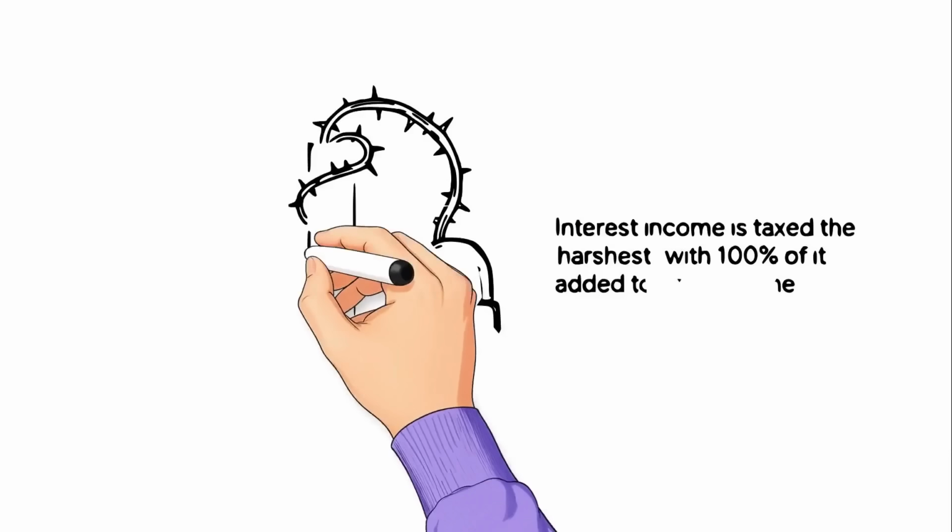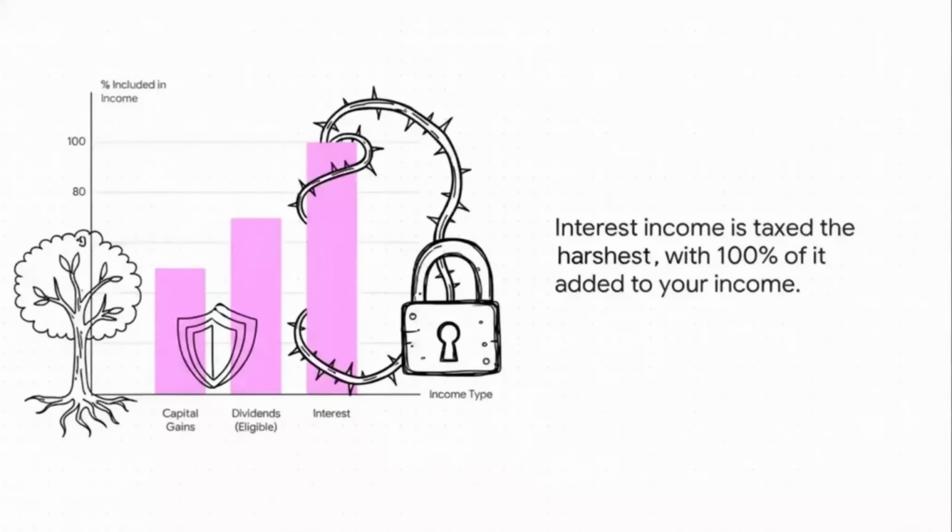You have to look at how different types of income are taxed. Capital gains are tax-advantaged. Canadian dividends are tax-advantaged. But interest income? Interest from a GIC or a bond? That is the most punished form of income in the Canadian tax code. It is taxed at your full marginal rate, 100% inclusion.